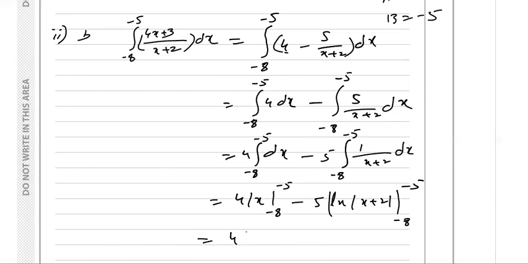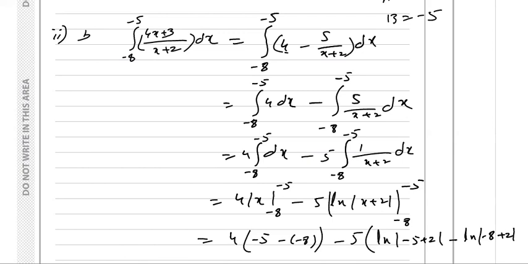Now put the limits, and how do we put the limits? Upper limit minus lower limit, minus, same do for this one, log of upper limit. In this case the upper limit, I will say log of mod of -5 plus 2 minus log of mod of -8 plus 2.